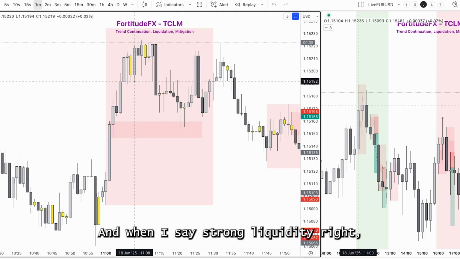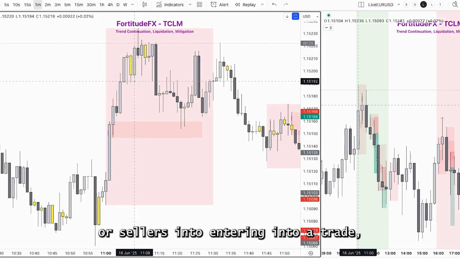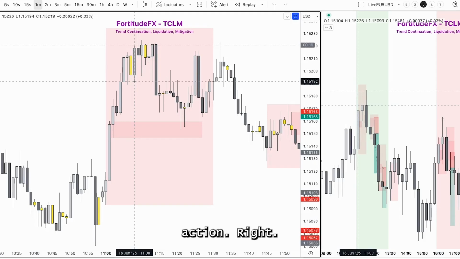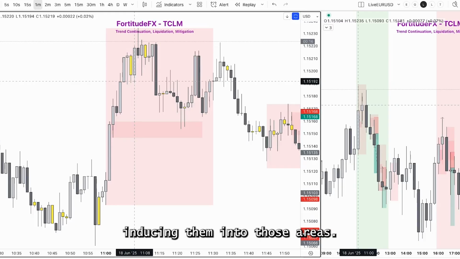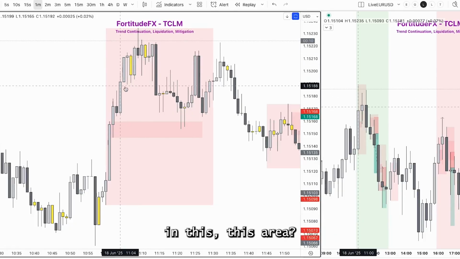And when I say strong liquidity, what is the intent of this? We are talking about inducement. Inducement means that you're trying to induce buyers or sellers into entering a trade, which are then going to be run by price action, right? So you're inducing people into those areas. Now, how many buyers or sellers do you think will get induced in this area?